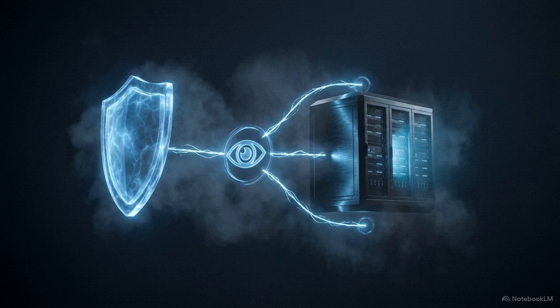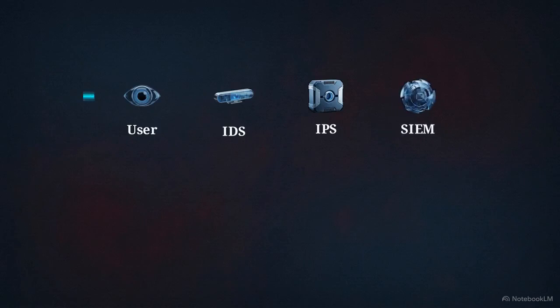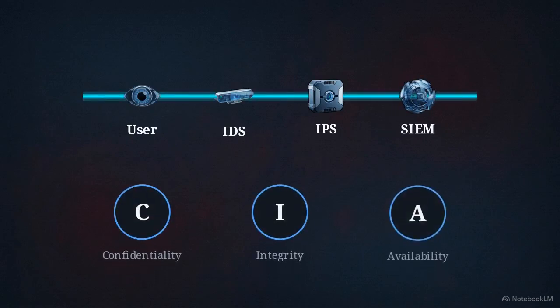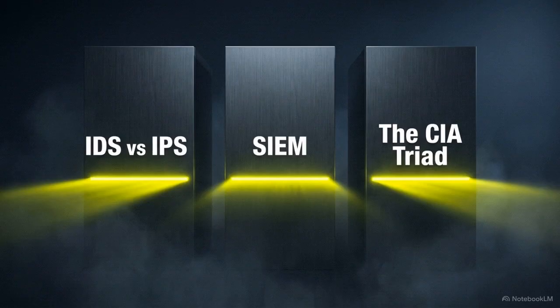Protecting a modern network requires a layered defense. By combining vigilant human users with automated tools like an IDS, an IPS, and a centralized SIEM, organizations safeguard the confidentiality, integrity, and availability of their data. Together, these tools turn invisible, hidden threats into visible, actionable warnings.